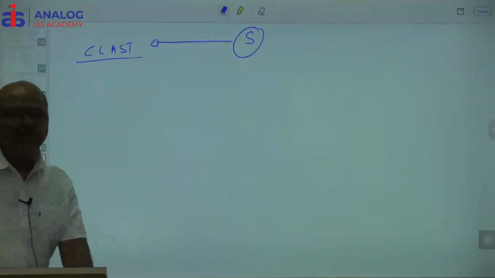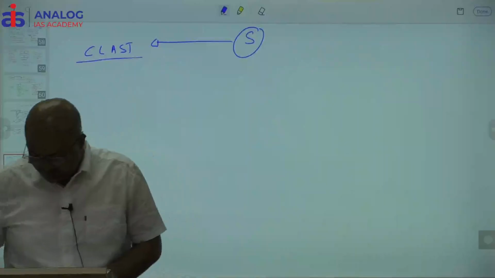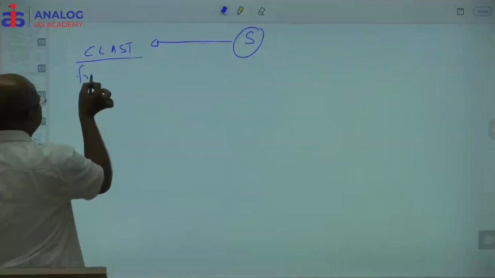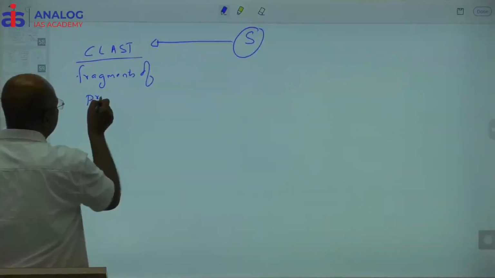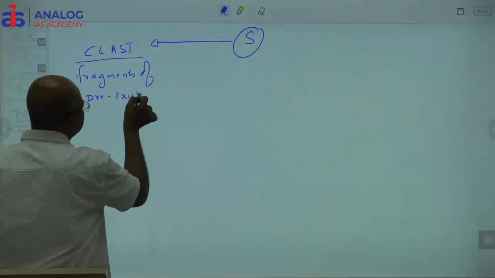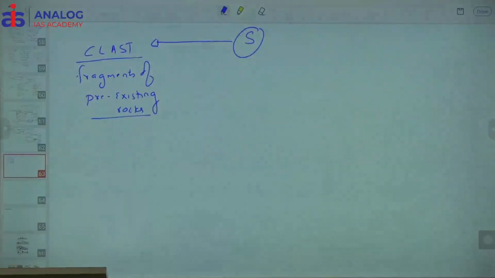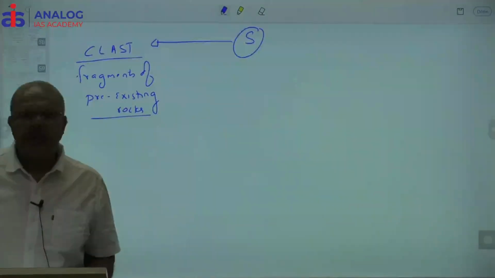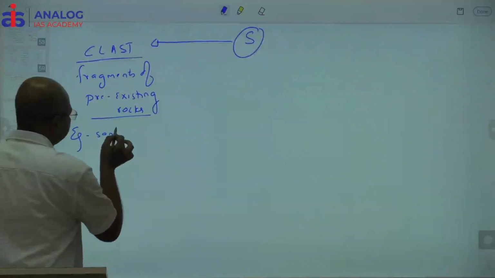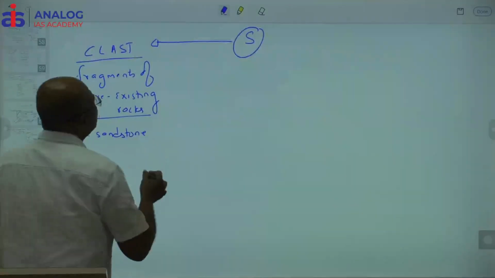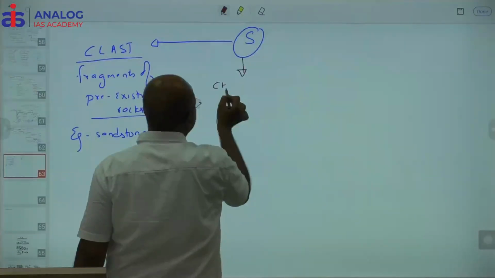Clastic rocks are the rocks which are formed by fragments of pre-existing rocks. We refer to that as clastic rocks. Right. Example, sandstone. Now, the second one is referred to as the chemical process.